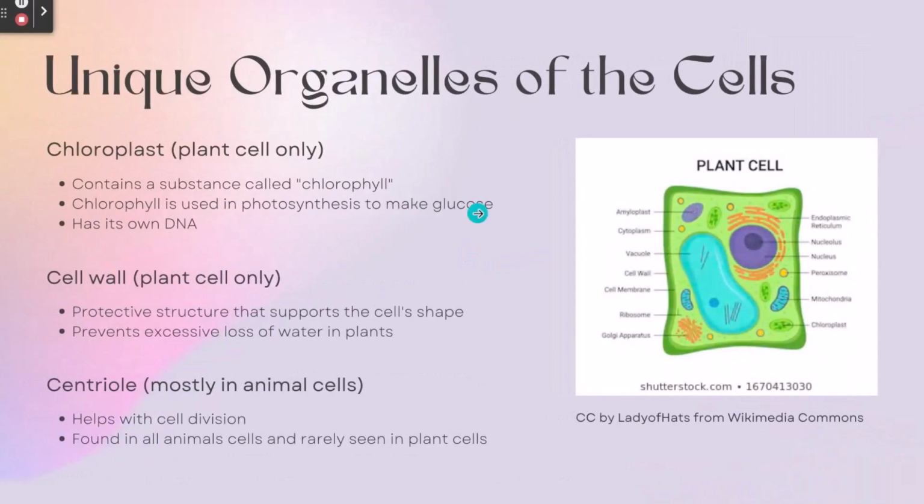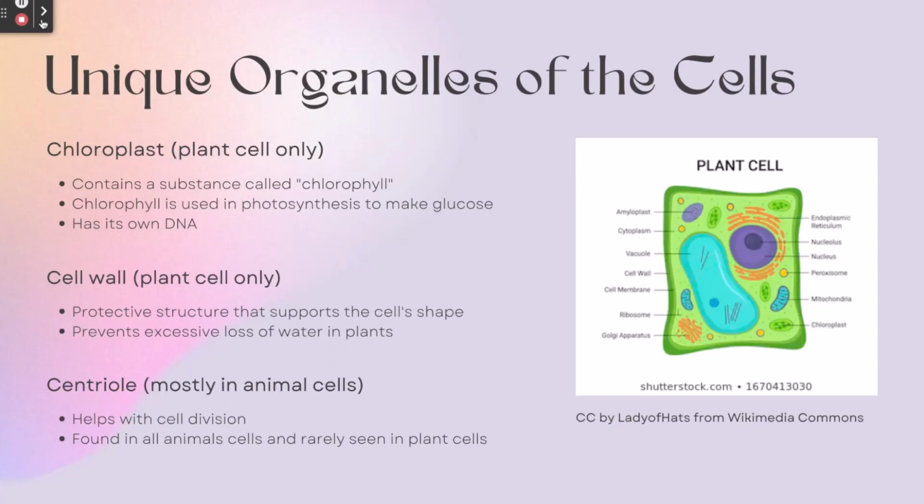So here we have other organelles, but these are quite unique because they may either be seen in a plant cell only or only in an animal cell. So the first organelle we have is the chloroplast. So this is only seen in plant cells. It contains a substance called chlorophyll. And this chlorophyll is just a pigment that is used in photosynthesis to make glucose. And it has its own DNA similarly to the mitochondria.